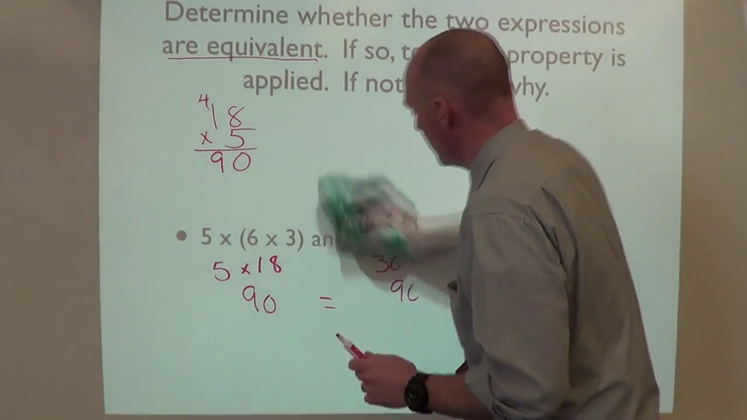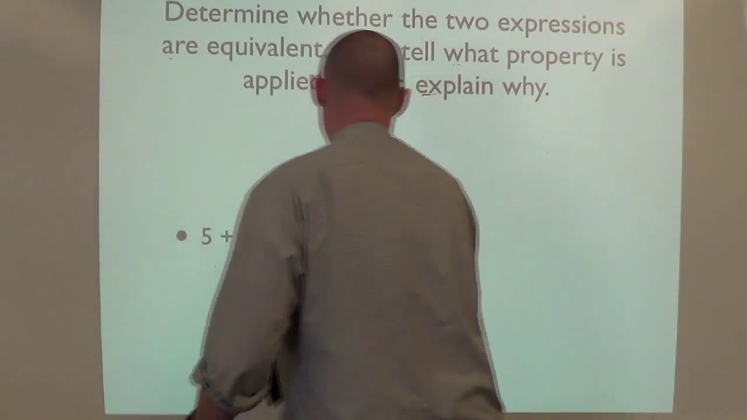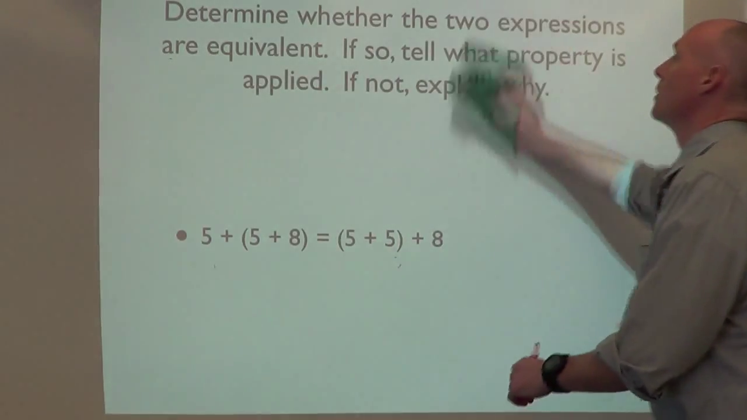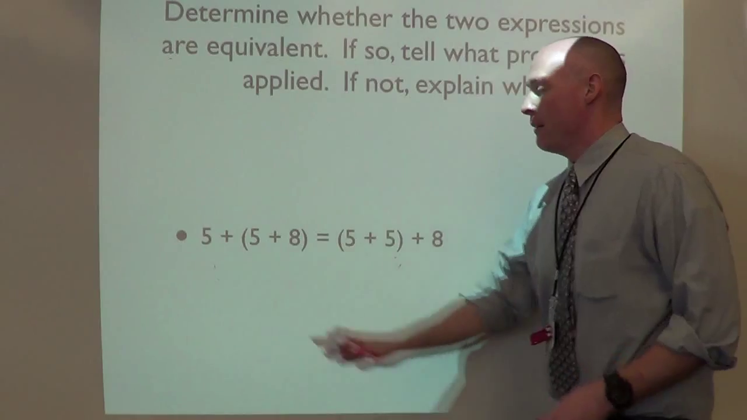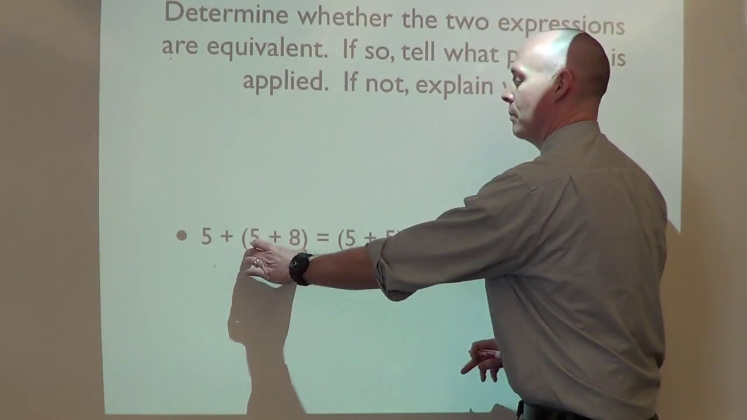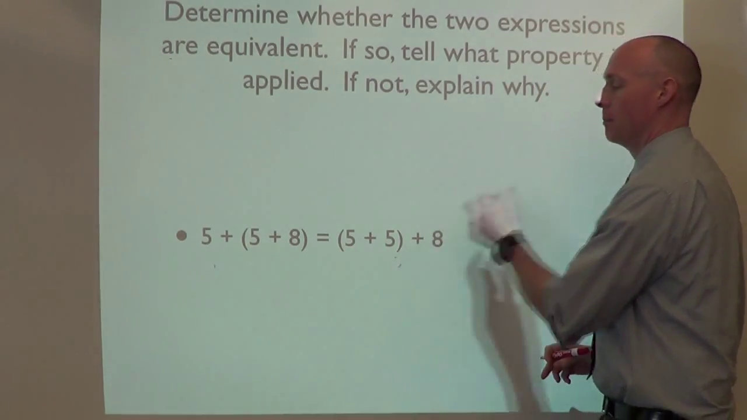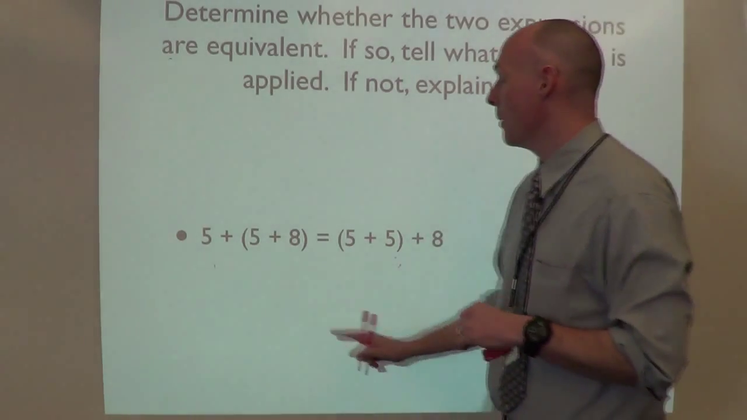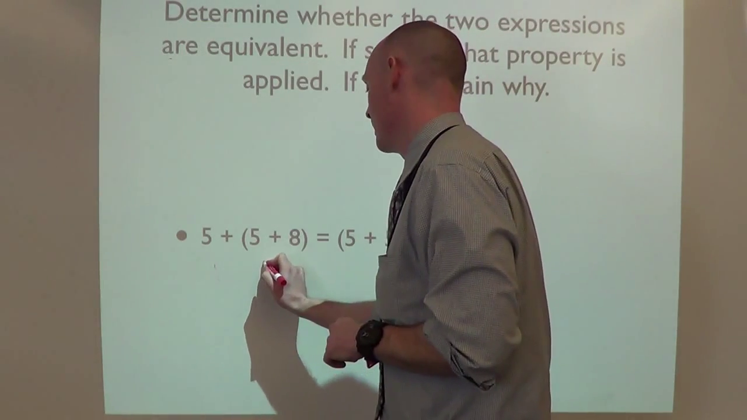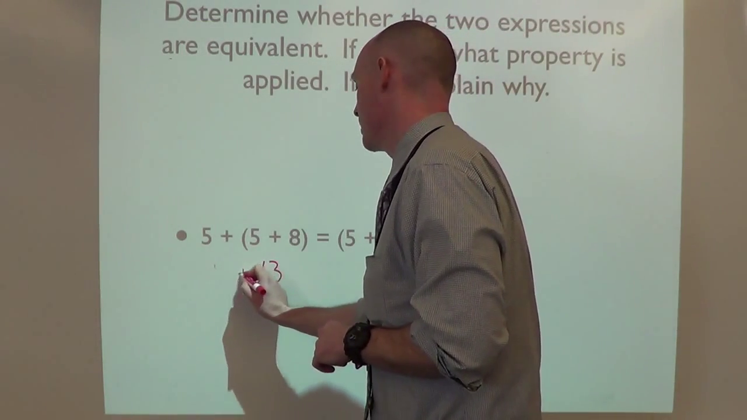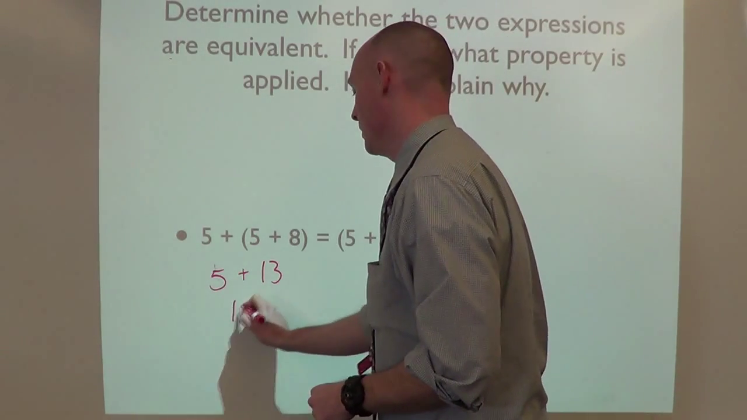The directions are still the same. I left them. But here we have 5 plus 8 equals, in parentheses, 5 plus 5, plus 8. Let's see if they're equal. Do the parentheses first. 5 plus 8 is 13 plus 5. 5 plus 13 is 18.